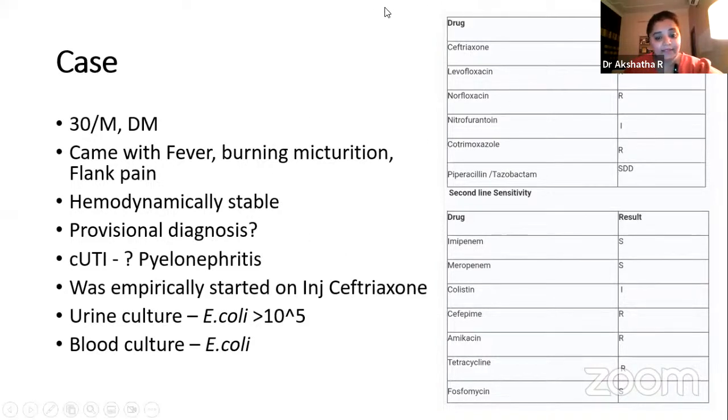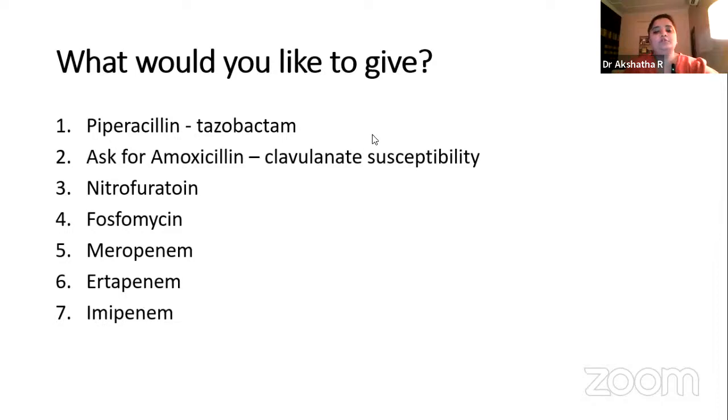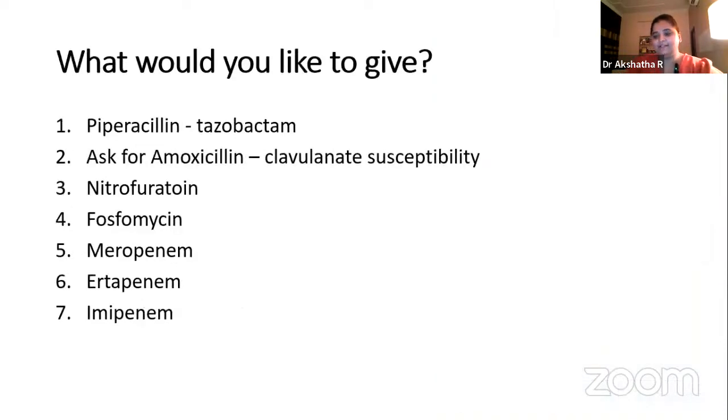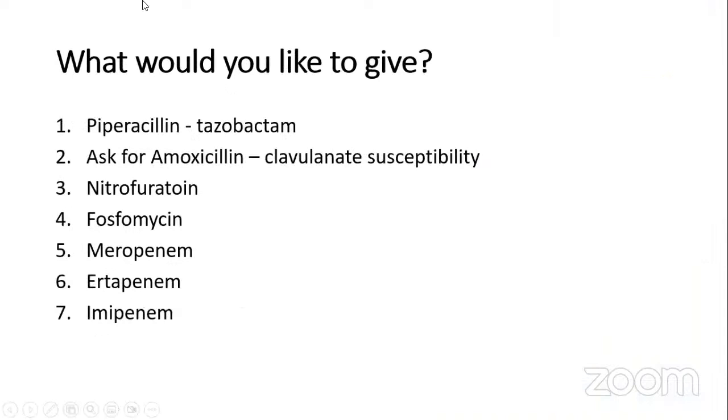This patient was started empirically on ceftriaxone, and the next day you have sent the urine culture as well as the blood culture, which shows E. coli. In urine, it is more than 10^5 with the following susceptibility. So what would you like to start the patient on now? Because of certain issues, I couldn't link it with the poll, so I request all of you to use the chat box. What would you like to give this patient? The isolate is ceftriaxone resistant, Piptaz SDD, carbapenem susceptible, cefepime resistant. So what would you like to give in this case?